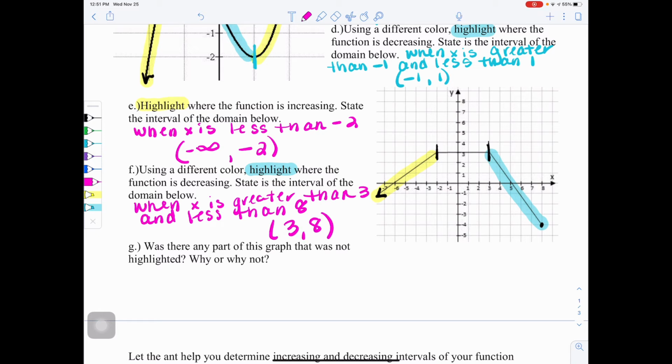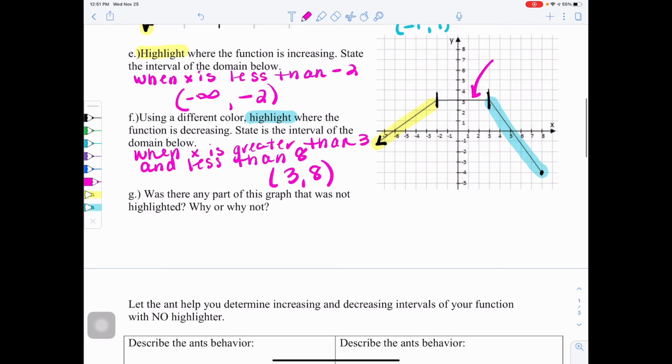Okay, in part G it says, was there any part of the graph that was not highlighted? Why or why not? So we definitely have a section that we never highlighted. It's that middle section right here. And that line happens to be a horizontal line. So if we go to describe this, we're going to say the horizontal line segment is not highlighted.